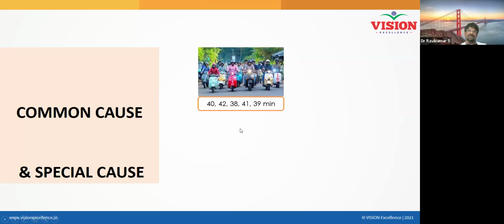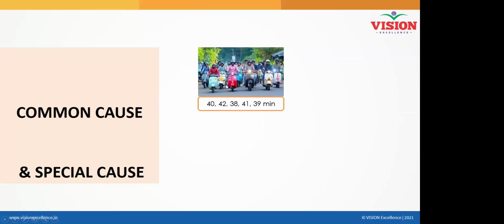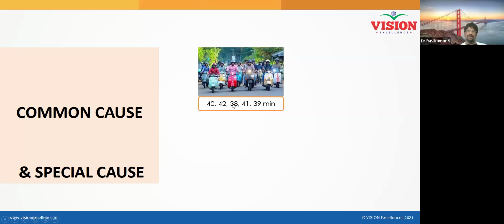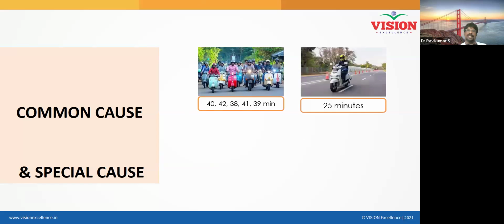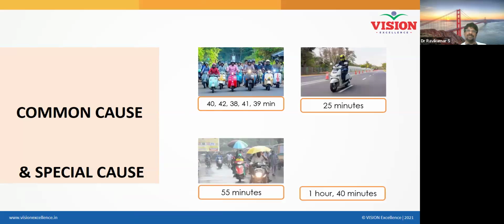So here also, a person was going from office to home in 38 to 42 minutes. But here you can see one day he reaches home in 25 minutes, and another day he took 55 minutes. Another day it took nearly 1 hour 40 minutes. So here what are the common causes of variation? What are the abnormal variations here?